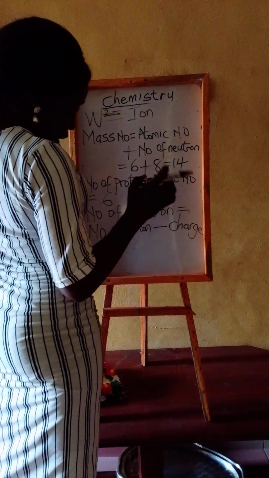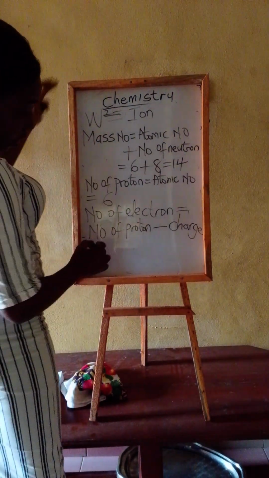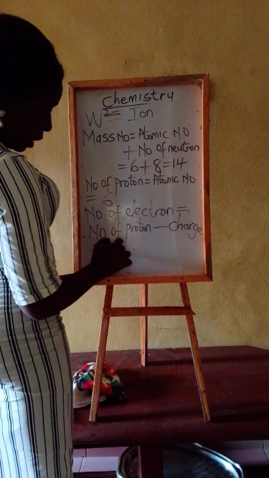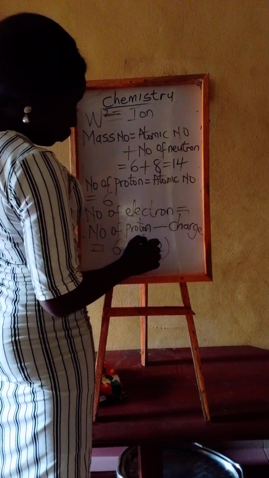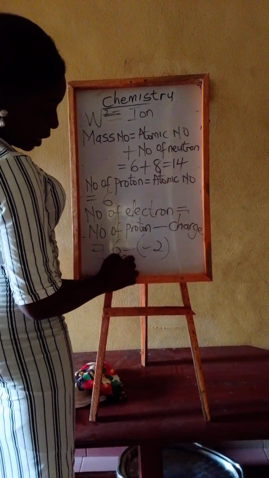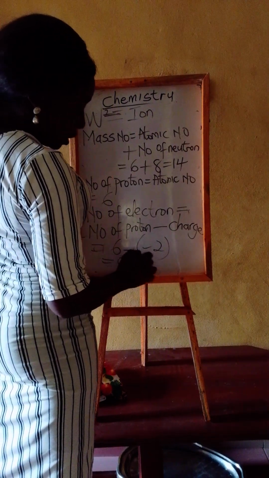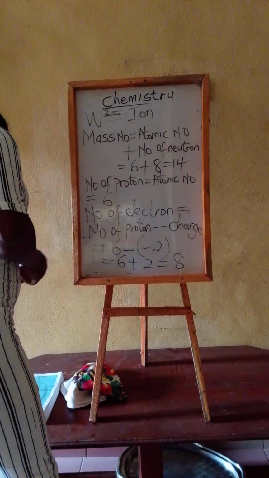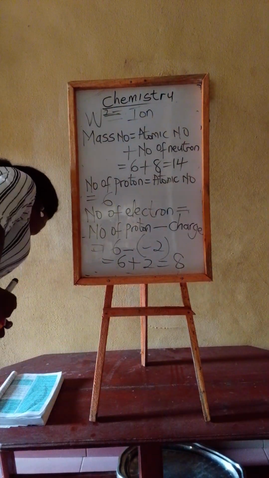Number of electron equals number of proton minus charge. Now, what's the number of proton? The number of proton is 6 minus 2. So we have 6 minus times minus, we have what? Plus. So 6 plus 2 equals 8.